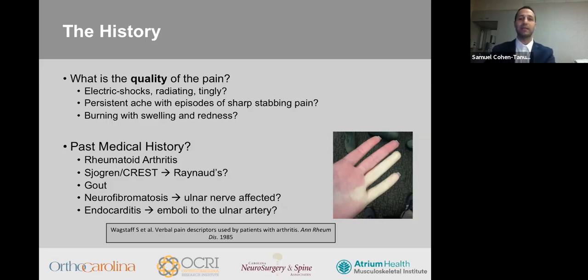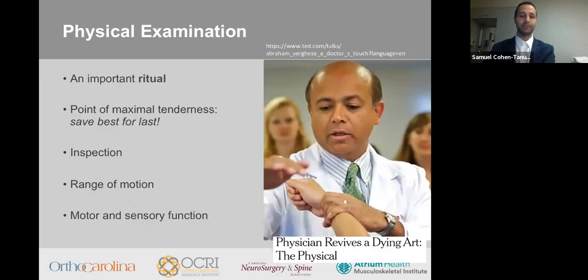So gout can arise in any joint. Neurofibromatosis can affect the ulnar nerve anywhere along its course. And a patient with endocarditis, if you were consulted for a patient in the cardiac ICU with the onset of ulnar-sided wrist pain, could have emboli sent to the ulnar artery. So by this point, we should have already narrowed the differential substantially based on the patient's clinical history, and we're ready to get into the meat of the topic with the physical examination.